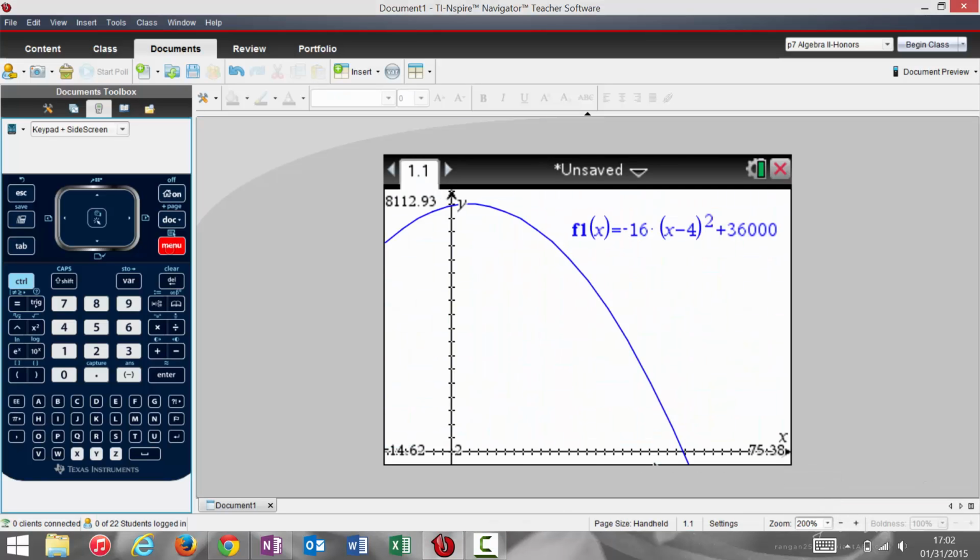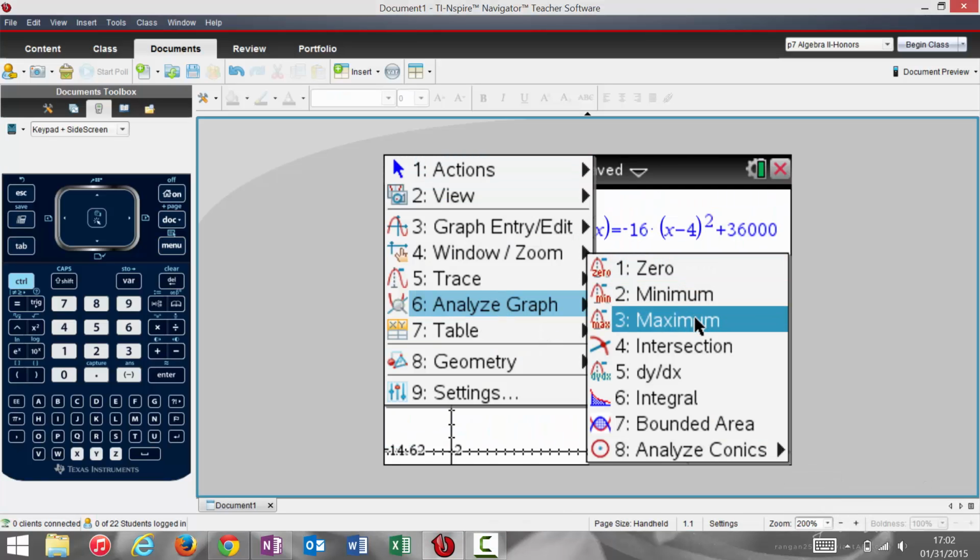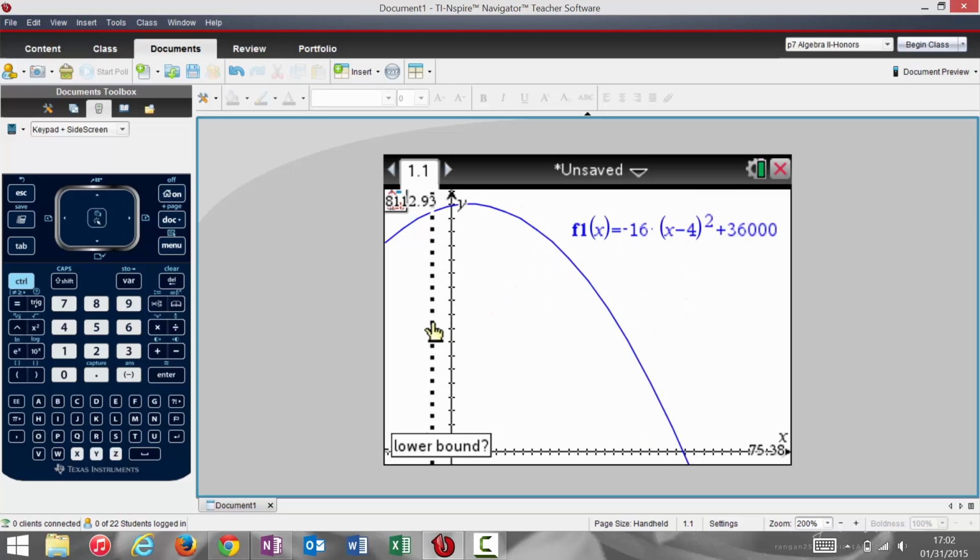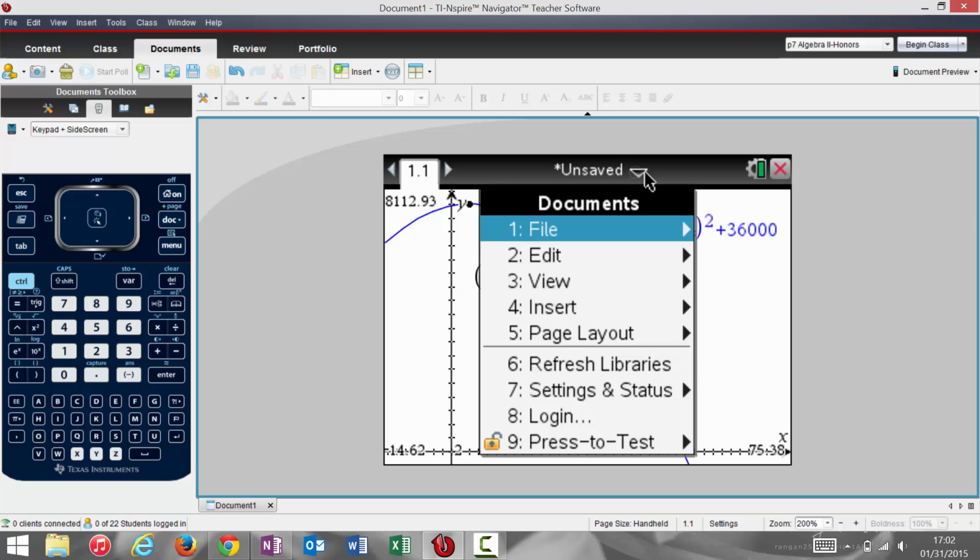So I'm going to go to the graph. I'm going to hit menu, analyze graph, and maximum. Like before, it's left bound, right bound, or lower bound, upper bound, and I get this. Now this isn't very useful, 3.6 times 10 to the fourth. If you know your scientific notation, that's okay.